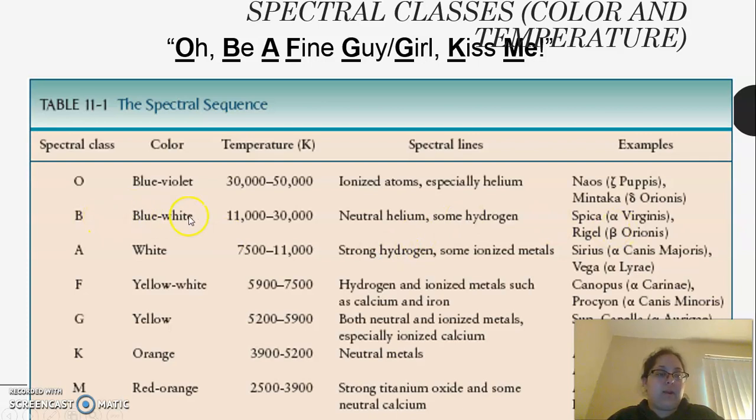So B is the blue-white stars, A is the white stars, F is the yellow-white stars, G is yellow stars like our sun. So our sun is in this yellow range. It's only about 5,200 to 5,900 Kelvin in temperature, which is really, really hot. To give you an idea, freezing point, I believe, is at 273 Kelvin. So when it's cold and it's snowing, it's like 273 Kelvin. 5,000 is a lot hotter than that. You would burn up instantly if you got anywhere near the sun.